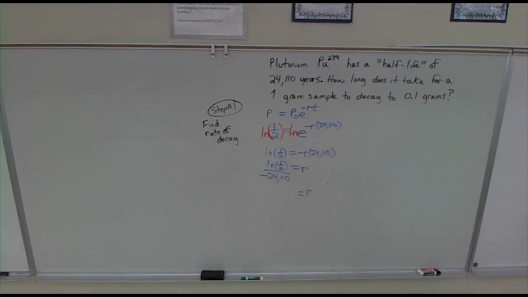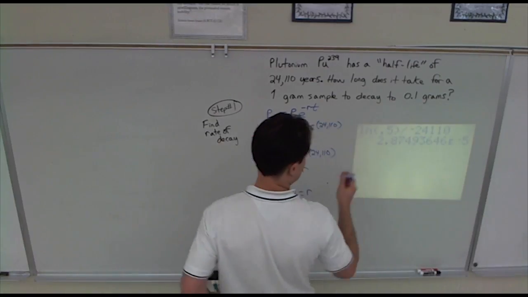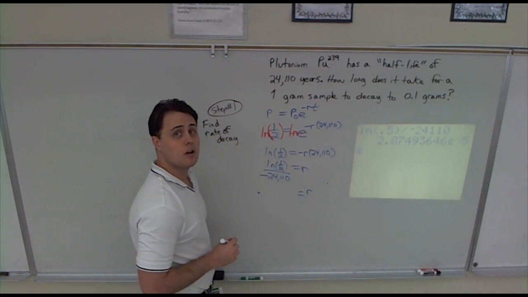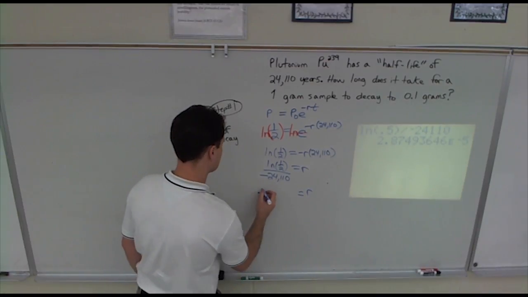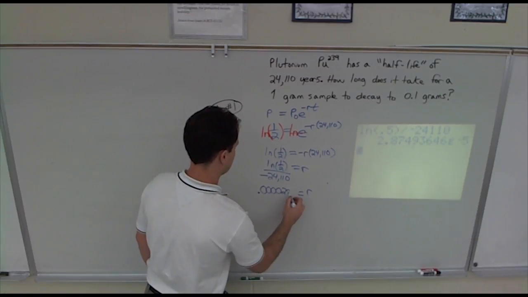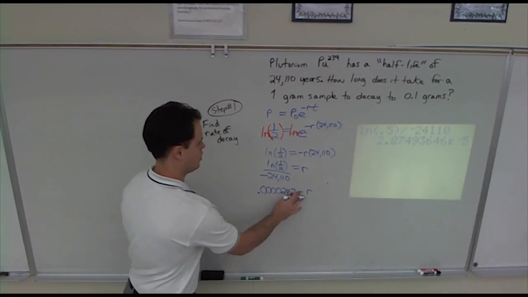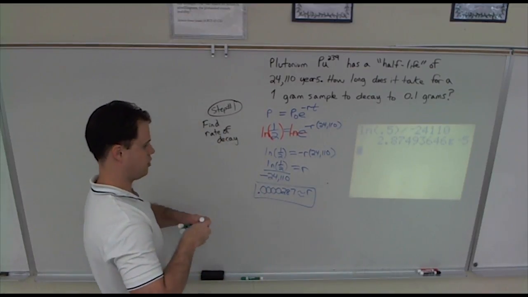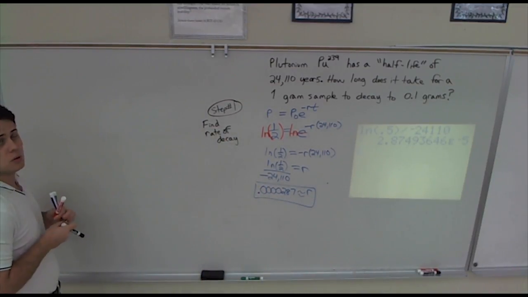Let's use our calculator. So there's my rate of decay. It's in scientific notation, so I'm going to write it without that. Negative 5th power for scientific notation, if you remember, is 4 zeros: 0.00002287. I better say approximate. So there's my rate of decay. That's step 1. Step 2 is answer the question that they asked you.